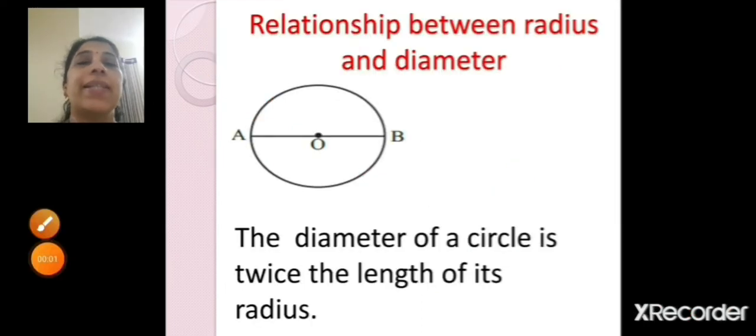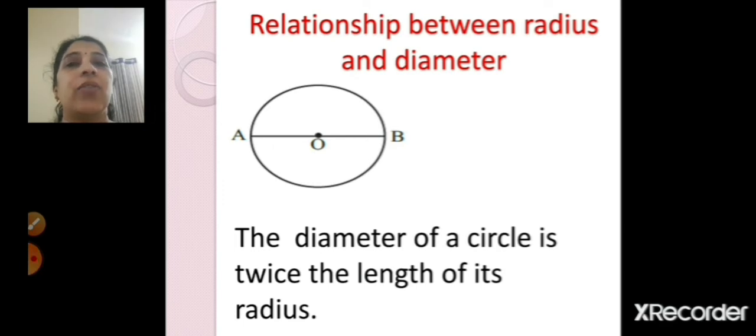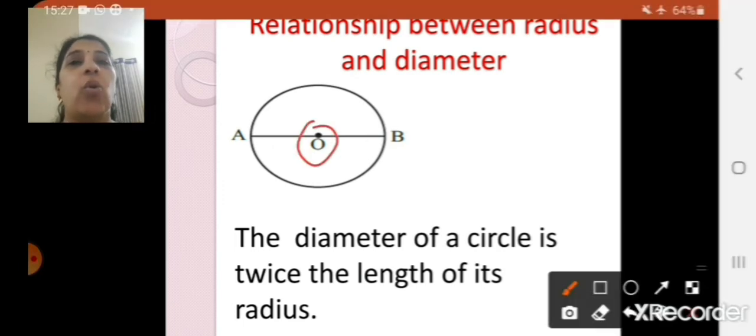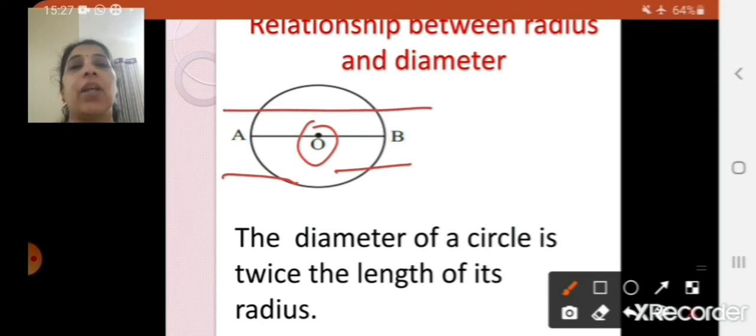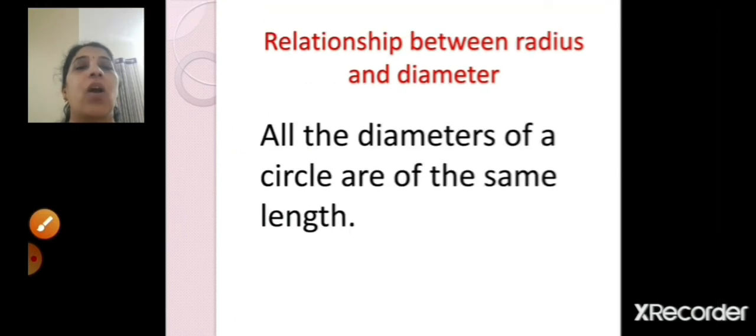So now what is the relationship between the radius and diameter? Again, a circle has been drawn with center point as O. Now you can see here, children, there are two radii, segment OB and segment OA, right? And when you join this, you get the diameter as AB. So the diameter of a circle is twice the length of its radius, right? So let's move to the next one. All the diameters of a circle are of the same length.